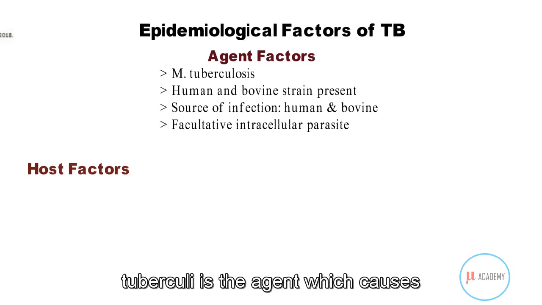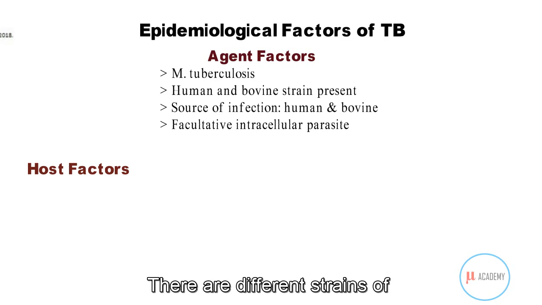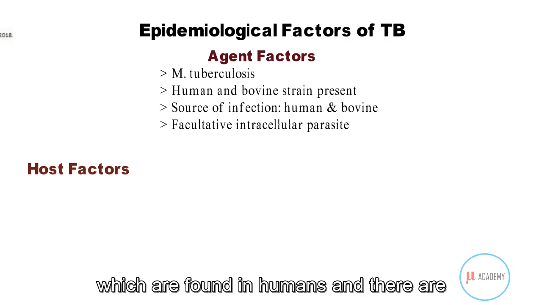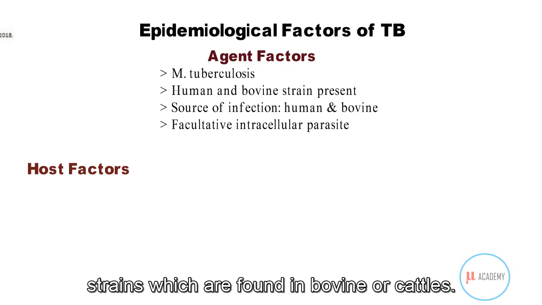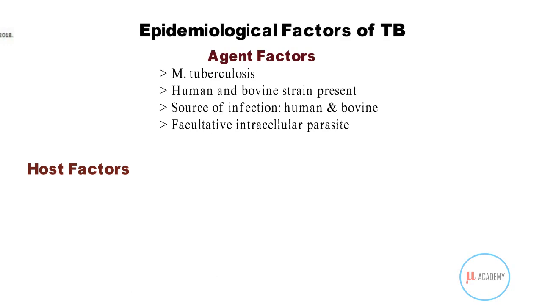Mycobacterium tuberculosis is the agent which causes tuberculosis, pulmonary as well as extrapulmonary tuberculosis. There are different strains of Mycobacterium tuberculosis. There are strains which are found in humans, and there are also those strains which are found in bovine or cattle. So the cattle strain can be transmitted to humans when humans consume milk contaminated with Mycobacterium tuberculosis.